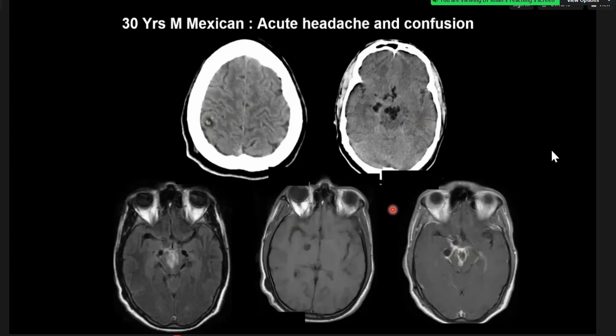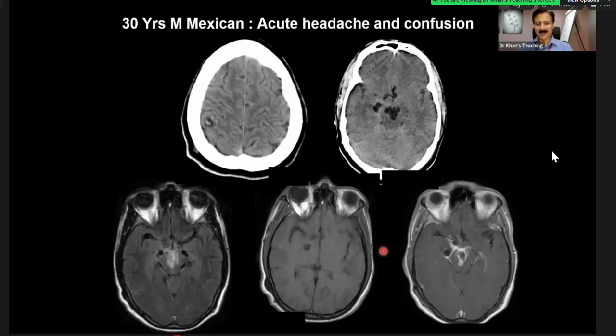So I'm thinking this is neurocysticercosis. And why do you say that? Convince me. And you are right, by the way. Because the history is Mexican, so I'm going down that road. So the examiner is very, what we call, kind, isn't it?